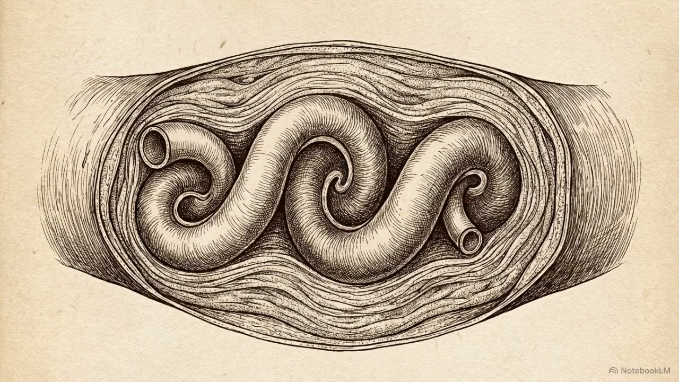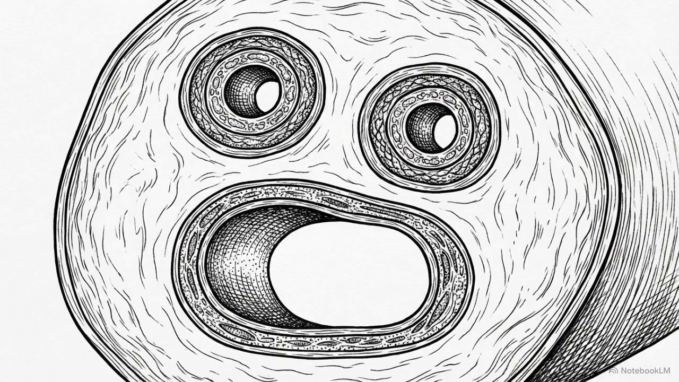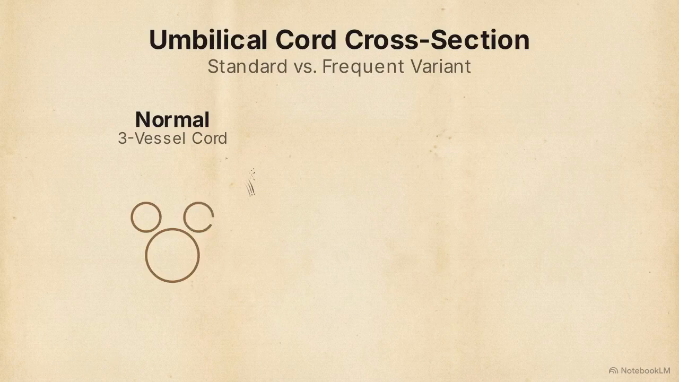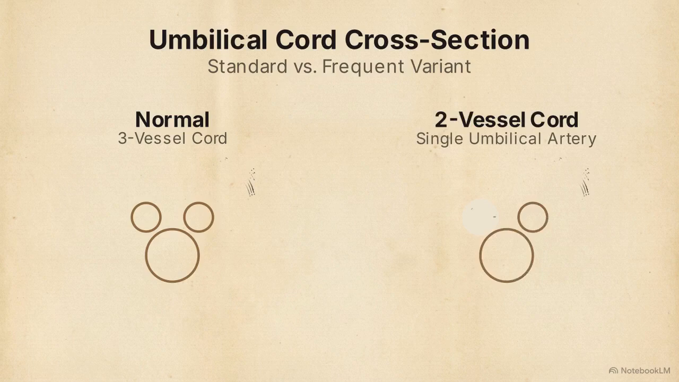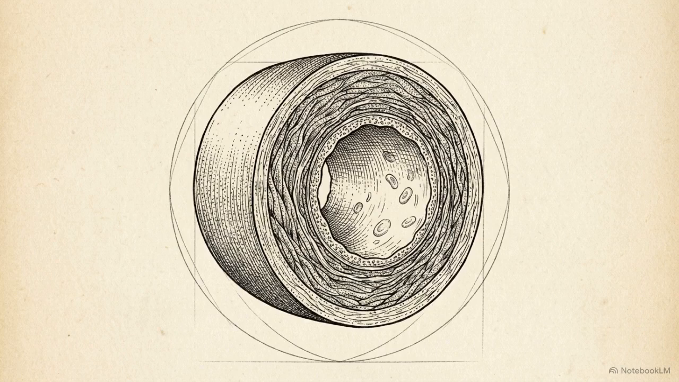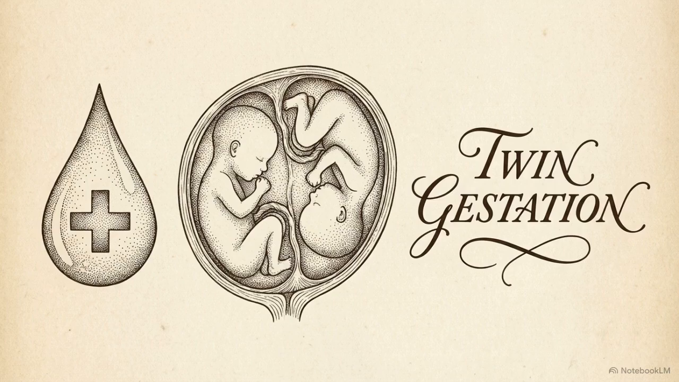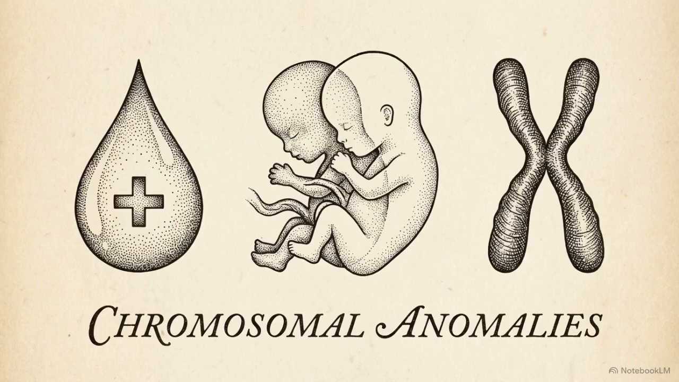The umbilical cord requires specific vascular geometry to safely transport high blood volumes. A normal cord contains exactly 3 vessels, 2 arteries, and 1 central vein. This cross-section compares the standard anatomy to a frequent variant. On the left, the normal 3 vessels form a classic Mickey Mouse appearance. On the right, we see a 2-vessel cord, characterized by the absence of 1 artery, typically the left. A single umbilical artery occurs in about 1% of pregnancies, often as a benign finding, but it mandates immediate screening for maternal diabetes, or twin gestation, and chromosomal anomalies.